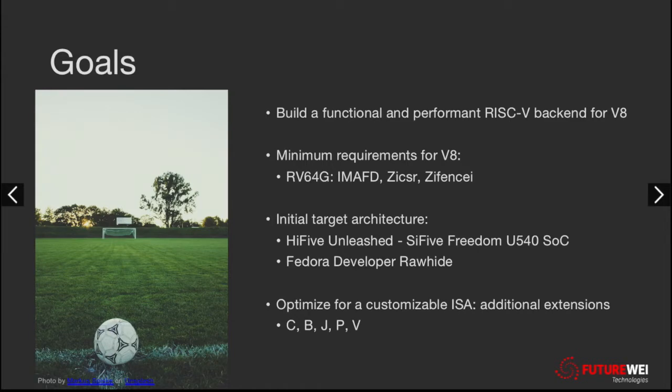But eventually, RISC-V's strength is that it's a customizable ISA. So we are going to support additional extensions such as the C extension, and B, J, P, and V as they are ready and available.